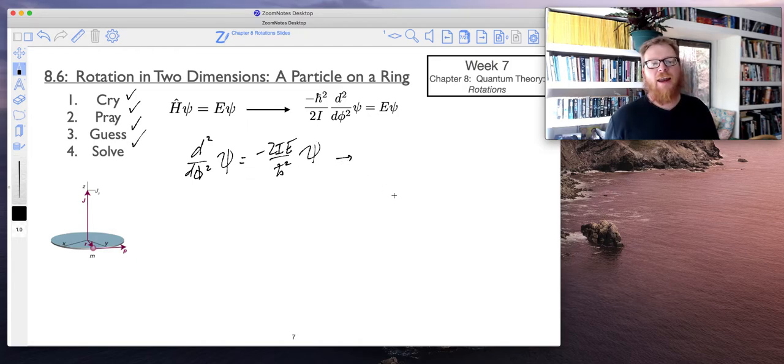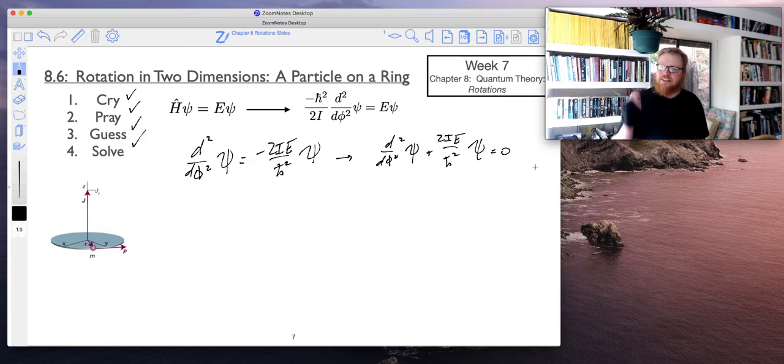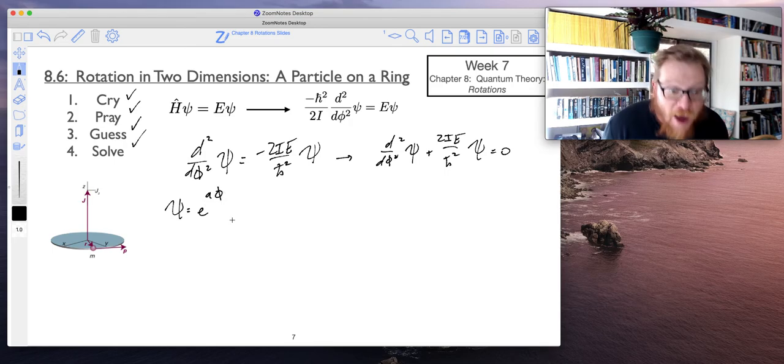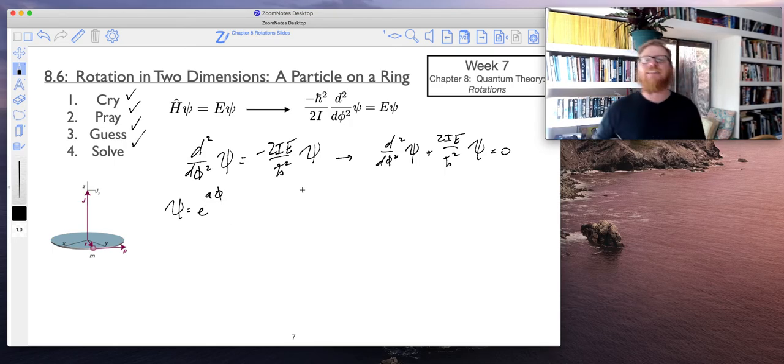Okay, and putting that into our standard form, where I set the right side equal to 0, that becomes plus 2IE over h bar squared times psi equals 0. This is a very easy, straightforward second order differential equation to solve. We're going to guess that psi equals e to the a phi. I know it's tempting to say e to the ax, but remember phi is our variable.